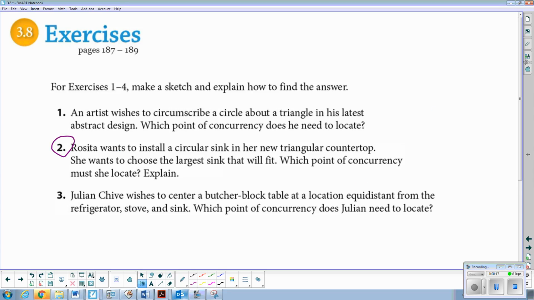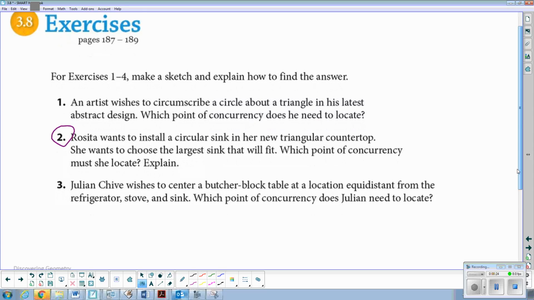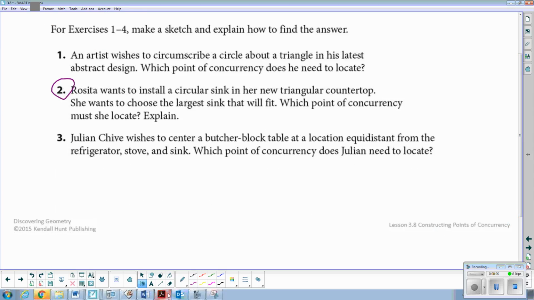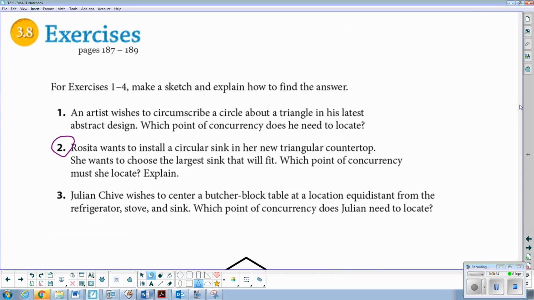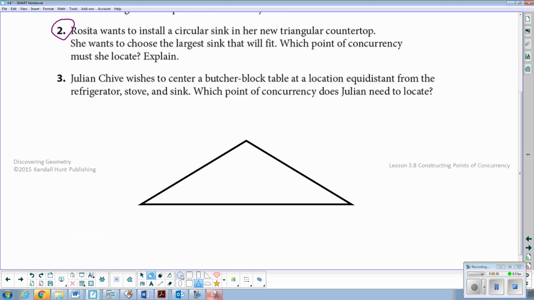It says Rosita wants to install a circular sink in her new triangular countertop, and she wants to choose the largest sink that's going to fit. Which point of concurrency must she locate? Okay, so we're going to draw a diagram. So here's her triangular countertop, and she wants to find the biggest sink that's going to fit. With this countertop, this is probably about the biggest sink that she can fit in there.